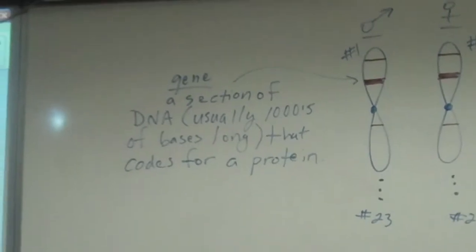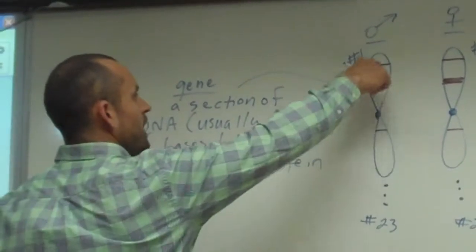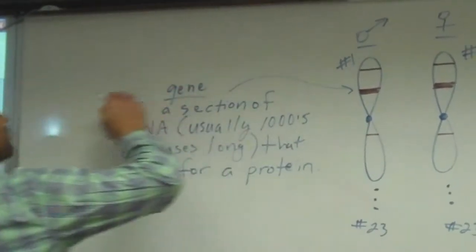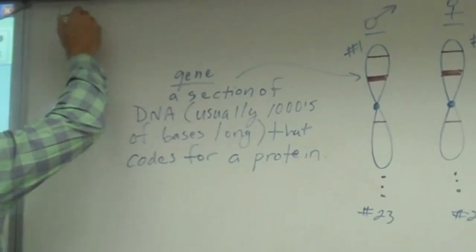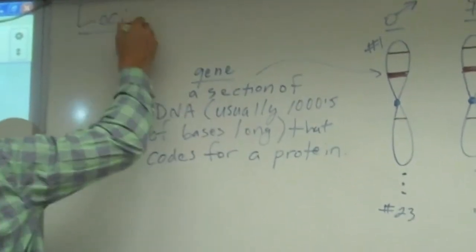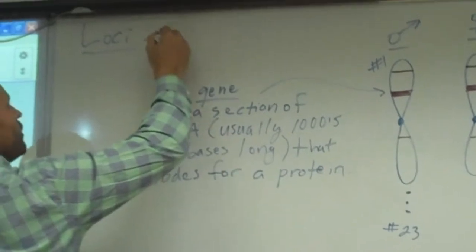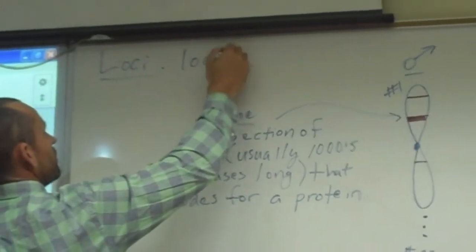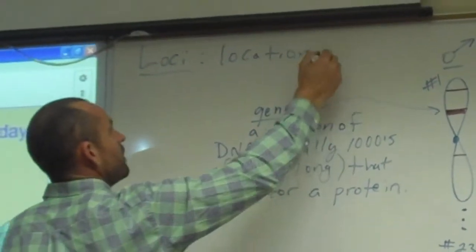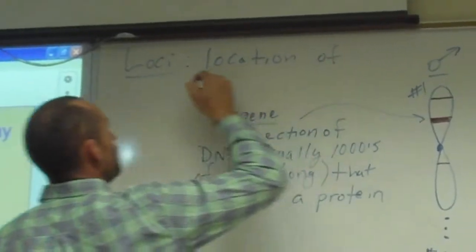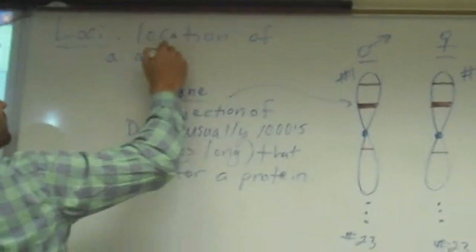Now I'll do one other thing, terminology-wise. You have different spots of these different genes. Because there are different spots, they call them different loci. L-O-C-I. And loci refers to the location of a gene.